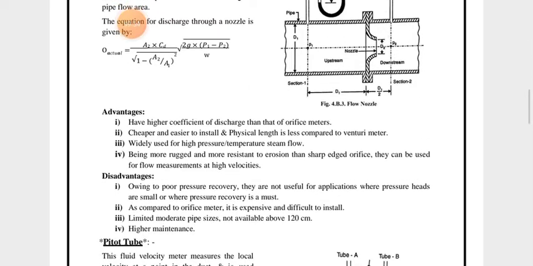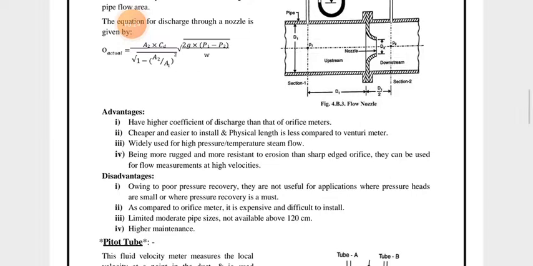There are some limitations of the nozzle. Owing to poor pressure recovery, they are not useful for applications where pressure heads are small or where pressure recovery is a must. As compared to the orifice meter, it is expensive and difficult to install. And it is limited to moderate pipe size, not applicable above 120 centimeter.